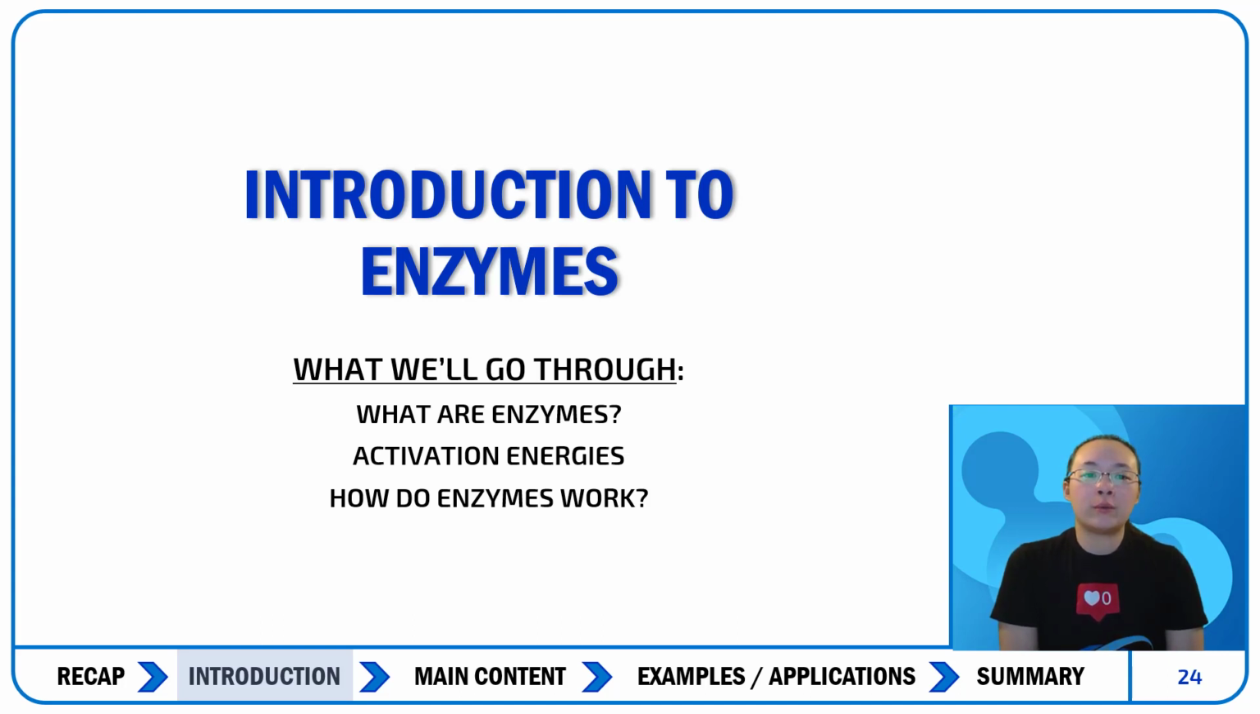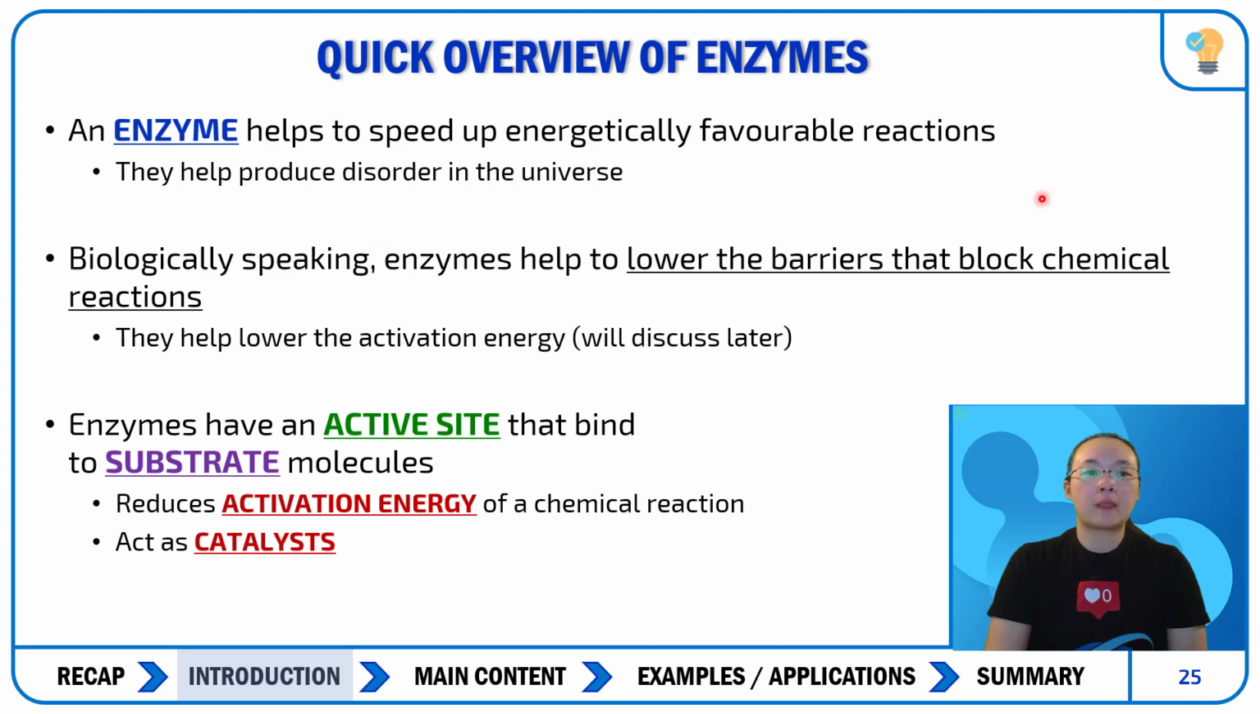Now we want to go through an introduction to enzymes. I want to go through what are enzymes, what are activation energies, and how do enzymes work. As a quick overview, an enzyme helps to speed up energetically favorable reactions, so it helps to produce disorder in the universe. Biologically speaking, what enzymes do is help lower the barriers that block chemical reactions. And they do that by lowering something called an activation energy, which we'll discuss in the next slide.